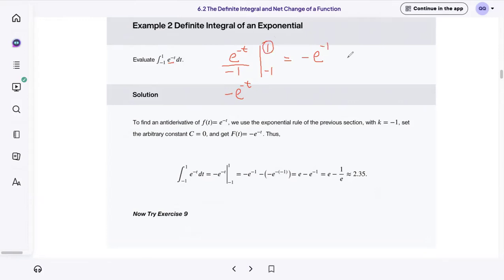Let's evaluate at the upper limit. Subtract negative e to the negative, now t equals minus 1. So simplify, we'll have a negative 1 over e. Minus minus becomes plus, so plus e. Normally we like to write the positive term up front, so we get e minus 1 over e. Now we can leave it like this. We don't need to approximate unless it's a live application.